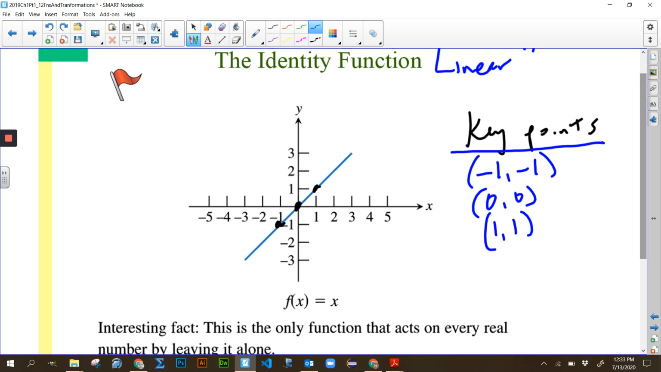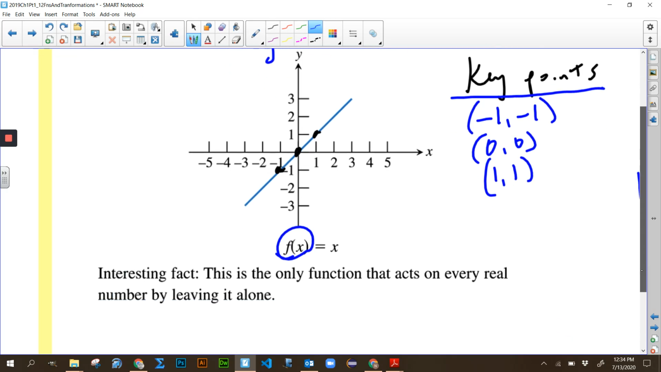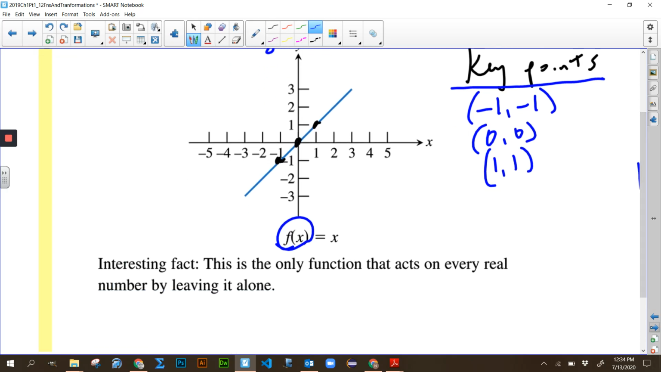The equation looks like this. It's essentially y equals x. I have f of x equals x, just so you know it is a function, and it passes the vertical line test. All right, there's an interesting fact about it. Not really, but there it is.